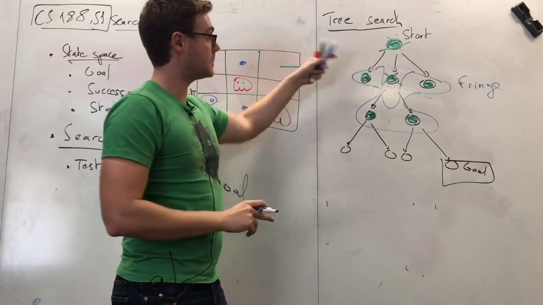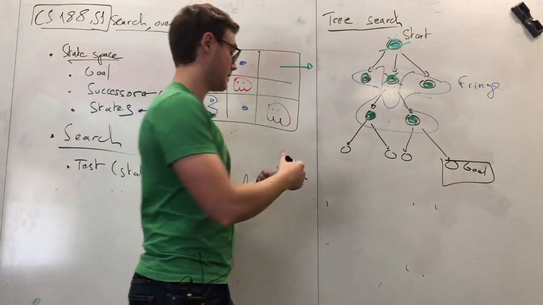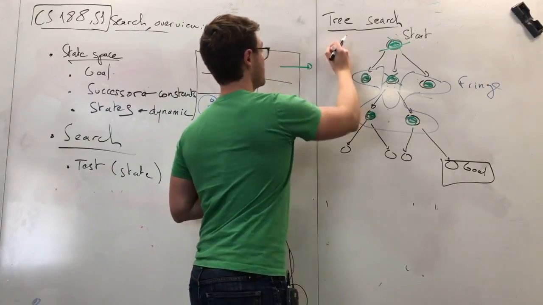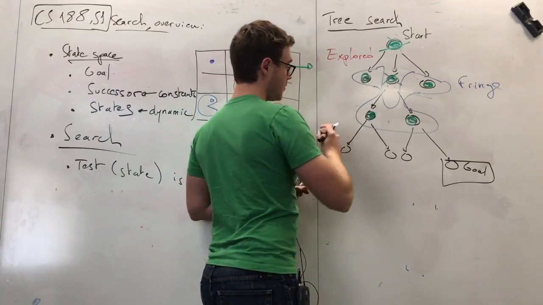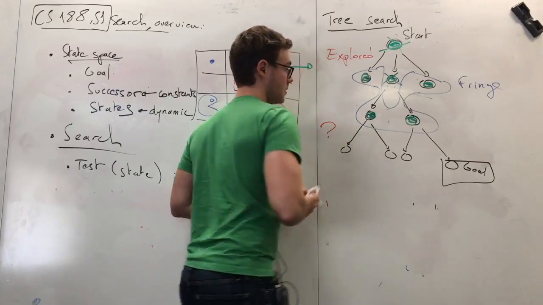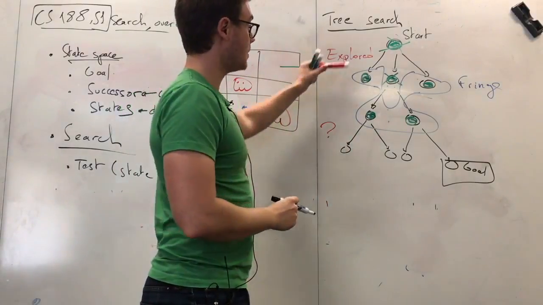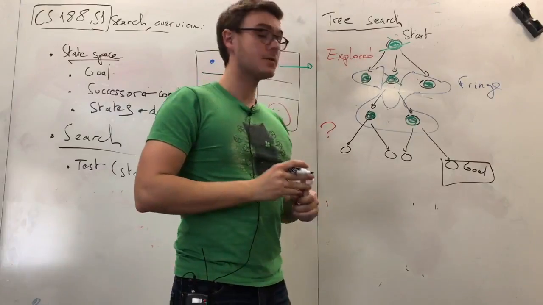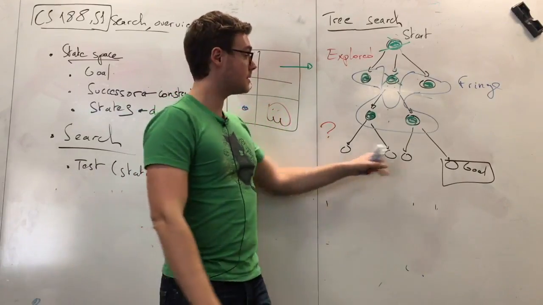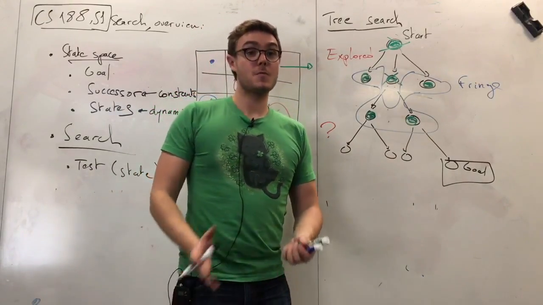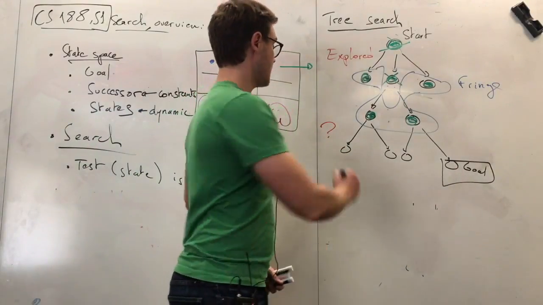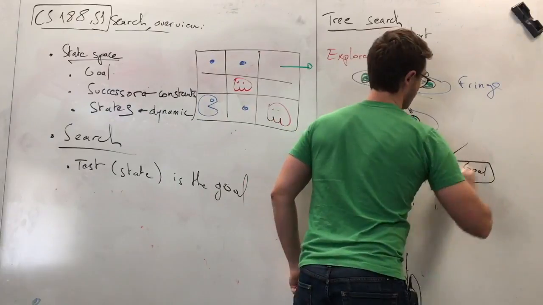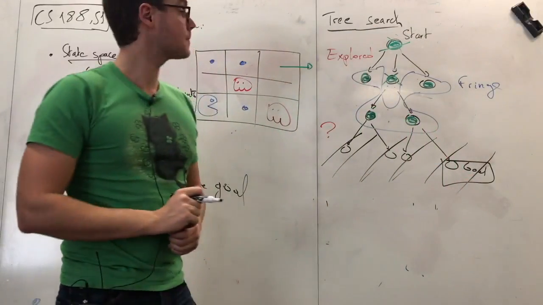But there's something that's still true about my fringe. It separates what is known and explored from what is unknown. And in fact, from the point of view of somebody who's trying to solve this problem, these nodes have not been explored yet. So in fact, I don't even know they exist. I don't even know that the goal is here, okay? So this is completely unknown to me.